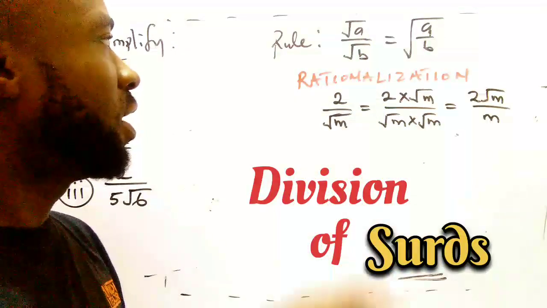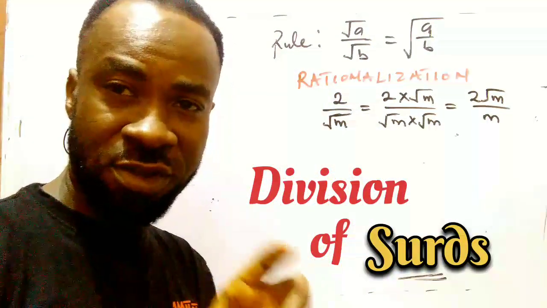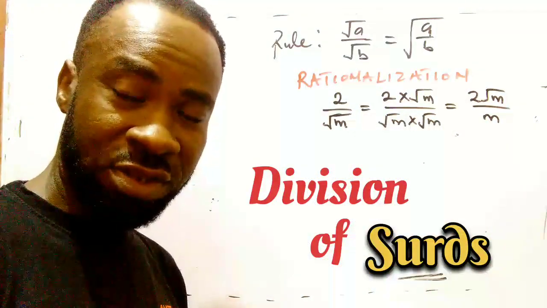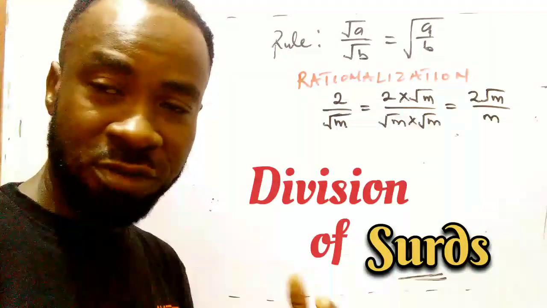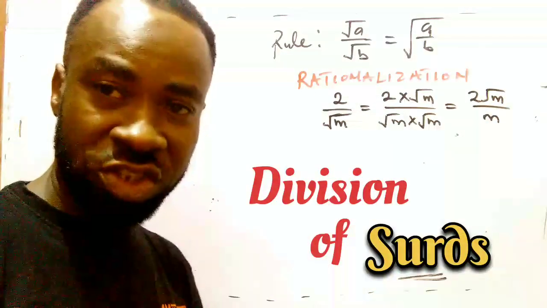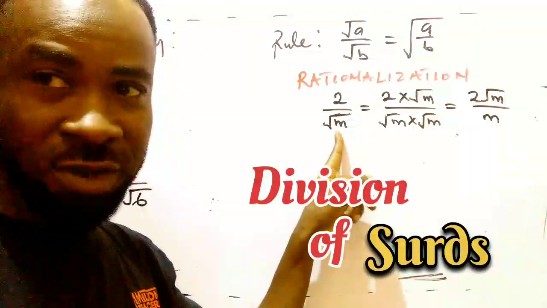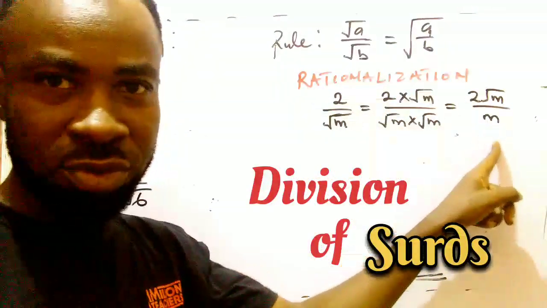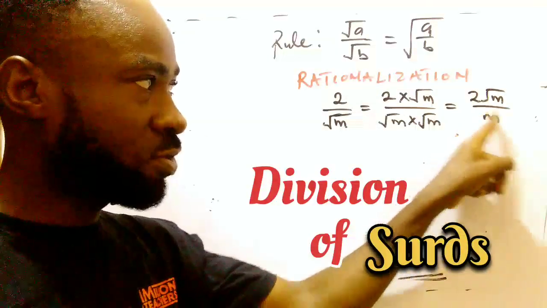Okay, so another concept that is very important in division of surds is what we call rationalization. Now what is rationalization? It is simply the process of transforming the denominator of a surd into a rational number, because you can see here that the denominator is a surd. Now what can you see at the end product here? It is now a rational value. The root sign is no longer there.